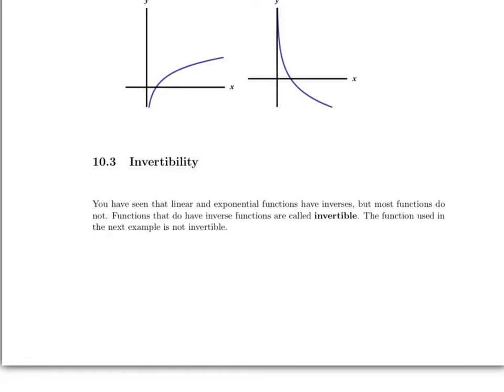In this final screencast for Chapter 10, we discussed the idea of invertibility. You have seen that linear and exponential functions have inverses, but most functions do not. Those functions that do have inverse functions are called invertible. The function that's used in the next example is an example of a non-invertible function.